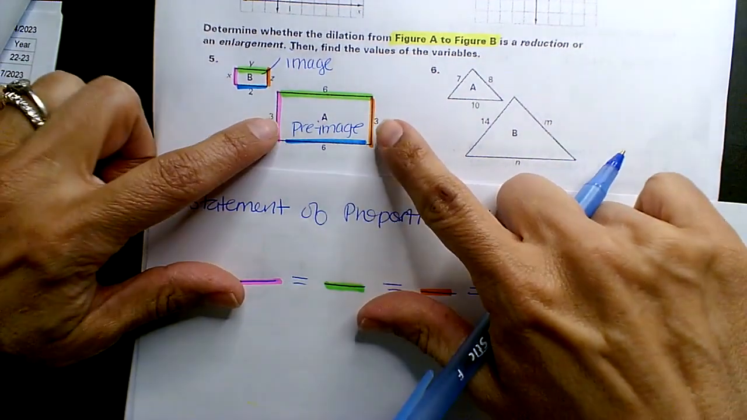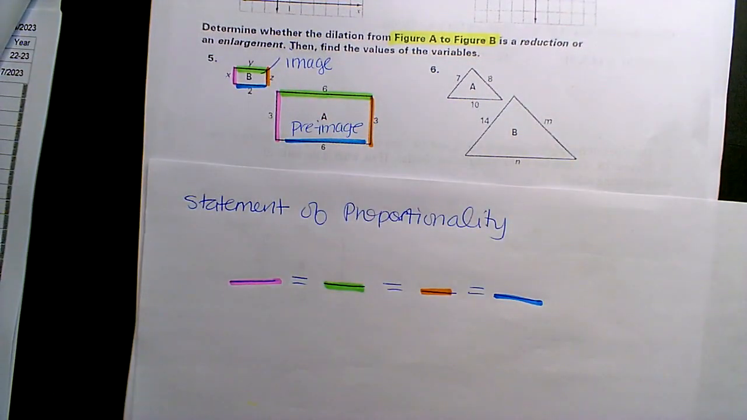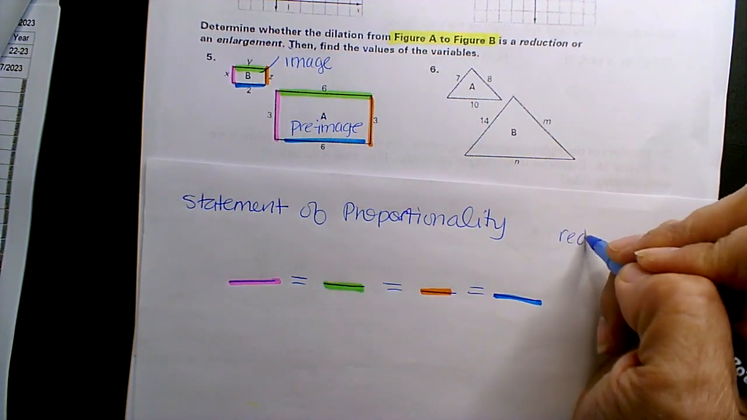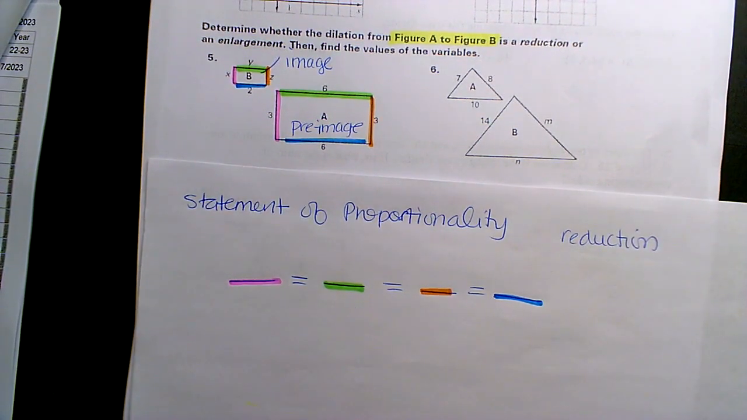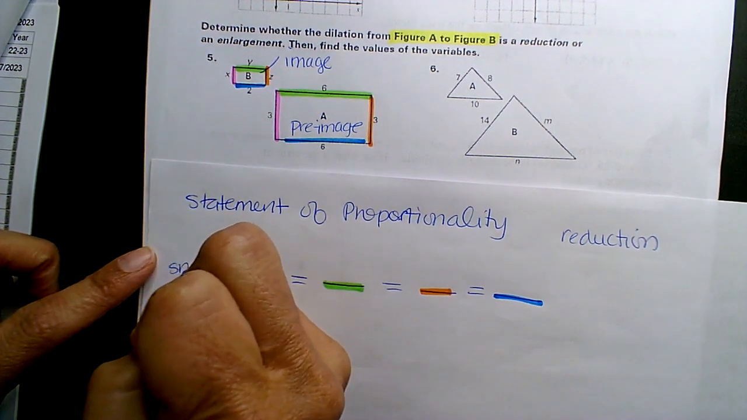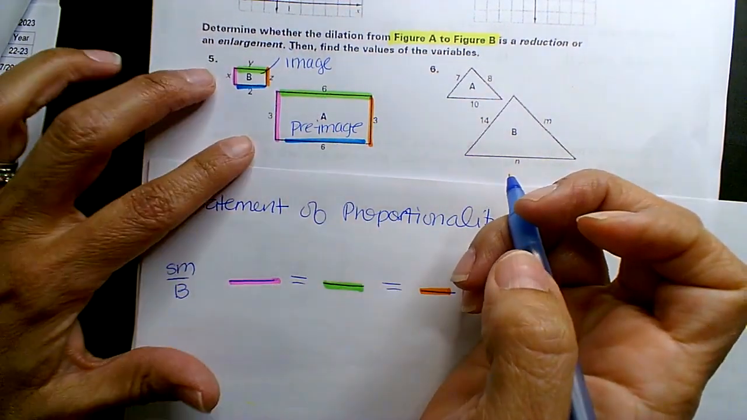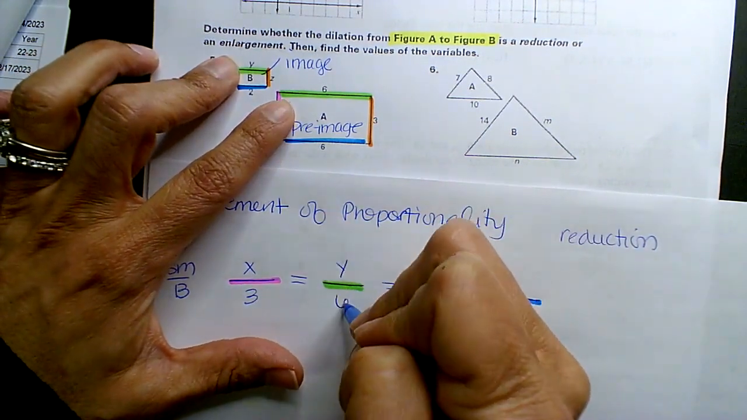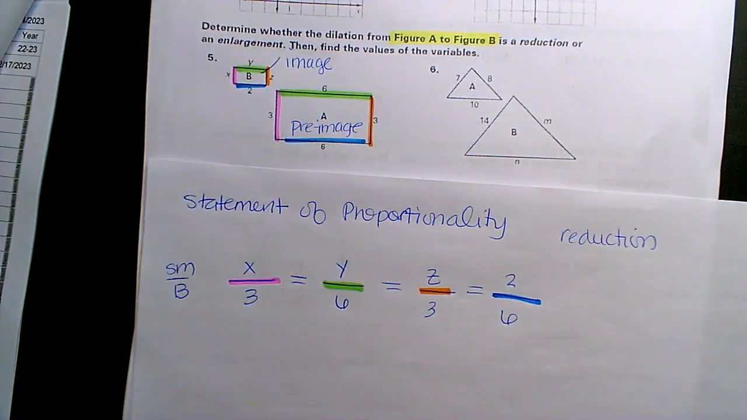Now, just by looking at it, see how this is the bigger one and B is the smaller one? Is that an enlargement or reduction? Reduction, perfect. So you know that this is going to be a reduction. And we'll figure out what the K is, the scale factor. So I'm going to go small over big, because I want image over pre-image. Okay, so I'm going to go x over 3, y over 6, z over 3, and 2 over 6.